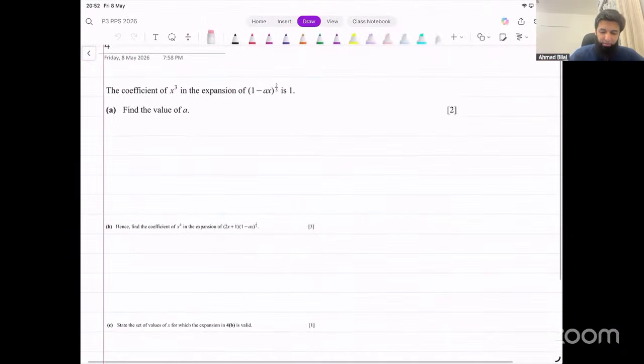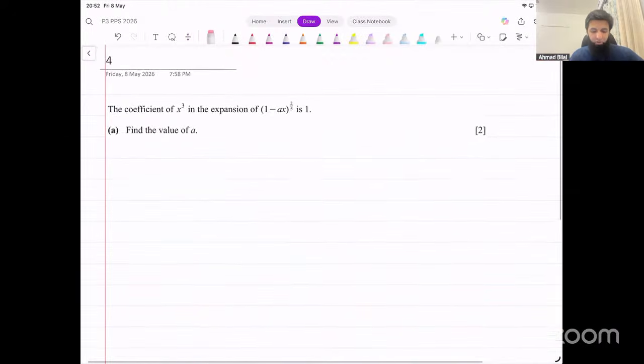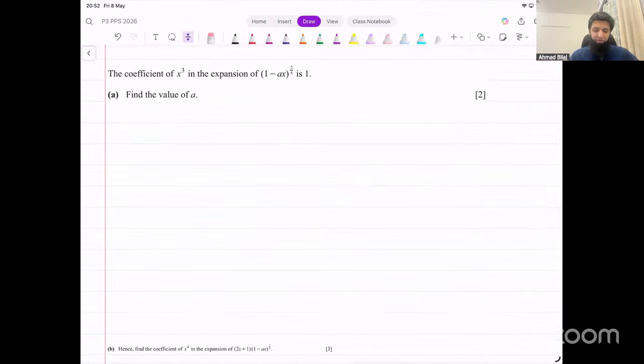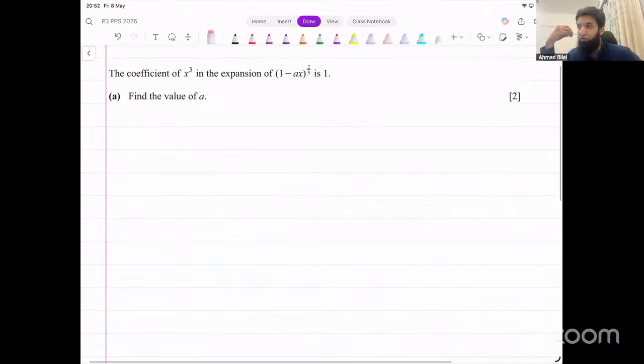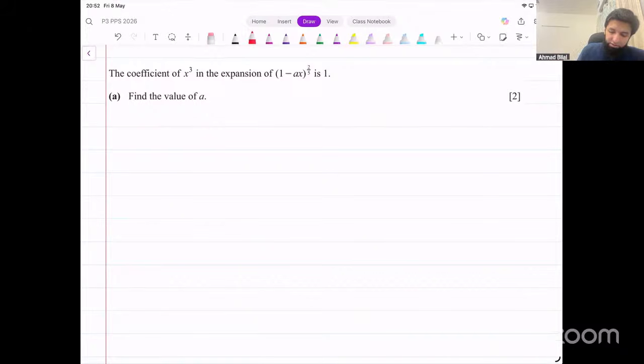Okay, let's look at this now. Now we've got binomial. The coefficient of x cube in this expansion, 1 minus ax whole raised to power 2 over 5, is 1. Coefficient of x squared is 1. X cube, sorry, that is 1. Find the value for a. How do we do this? Let's expand it. Let's expand and see what we get from this.